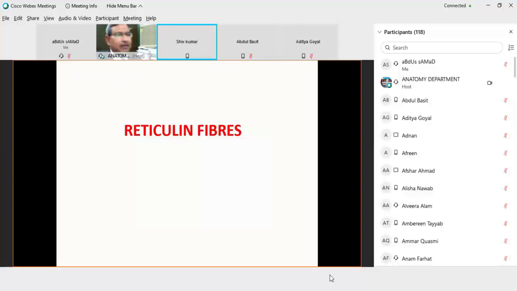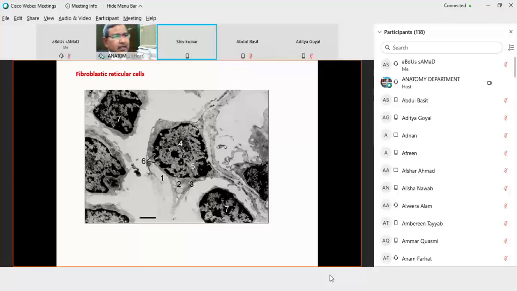Now come the reticulum fibers. Reticulum fibers are produced by the reticular cells. As such, there is no difference between the fibroblast and reticular cells, but they are also called the fibroblastic reticular cells because they are going to synthesize the reticulum fibers. And that is where the reticulum fibers are found, these cells are there. So therefore, they are named accordingly.